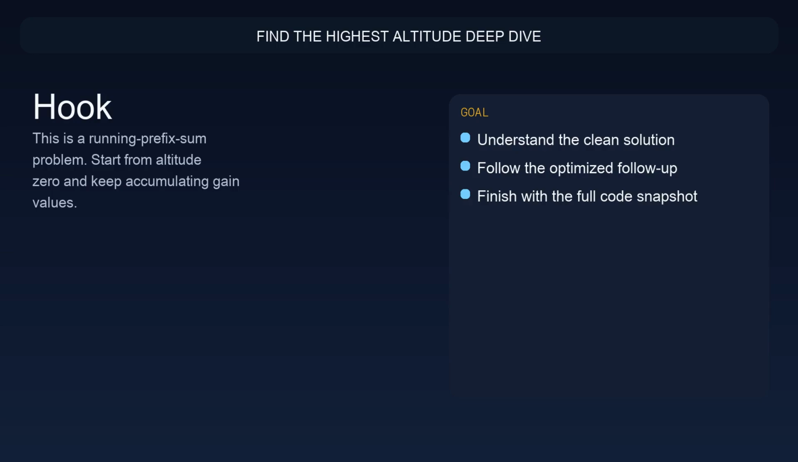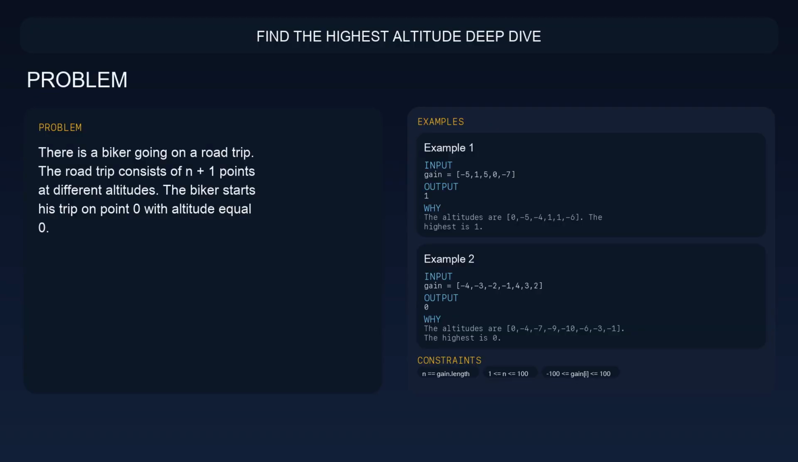The bike starts at altitude 0. Every gain value changes the current altitude, so the whole problem is just a running sum and a running maximum. Return the highest altitude reached after applying the gain values in order, starting from 0.